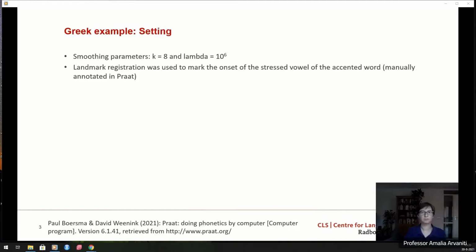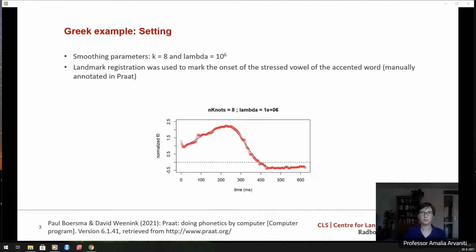Okay, so just as a reminder of the settings, here we used 8 knots, lambda 10 to the power of 6. And for landmark registration, we use the onset of the stressed vowel of the accented word. And this was manually annotated in Praat.